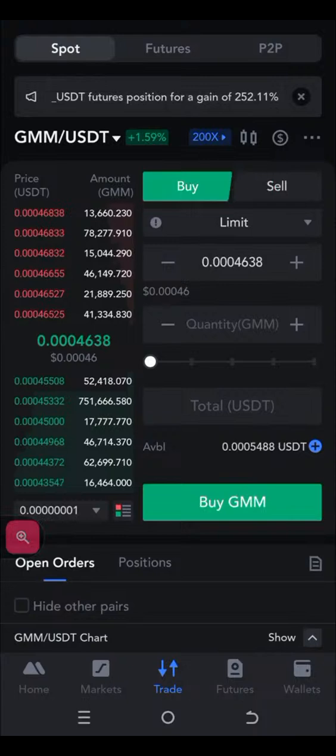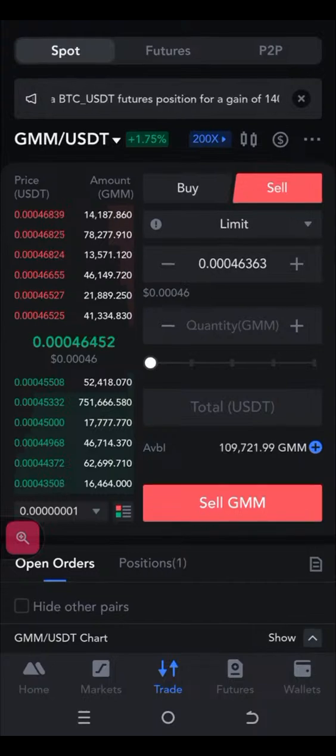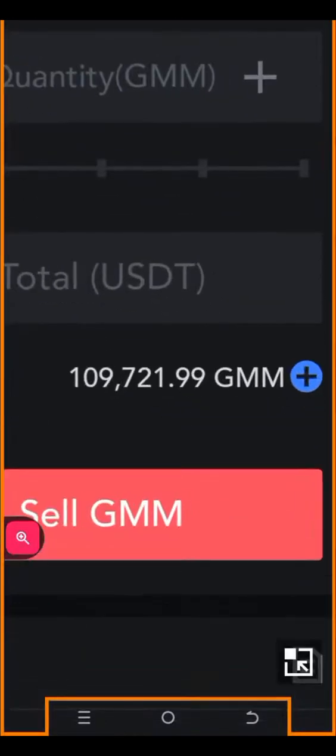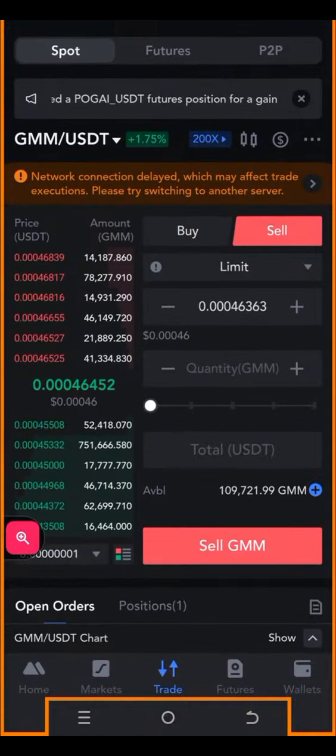Okay? So we'll just come back after a moment and see whether this is going to work as fast. So I'll be back to give you the results shortly. All right, it's here. As you can see, we've got our money here. That's 109,721 GMM. Okay, so let's go quickly and set our sell limit.